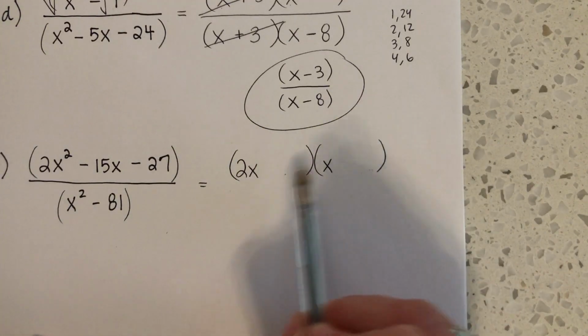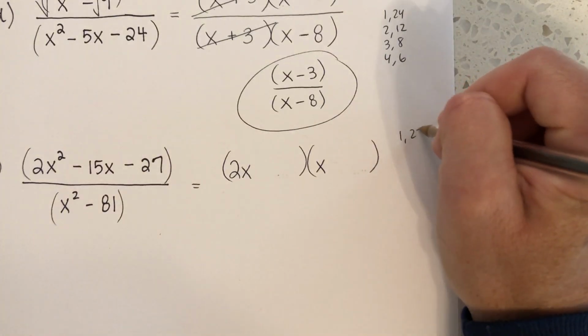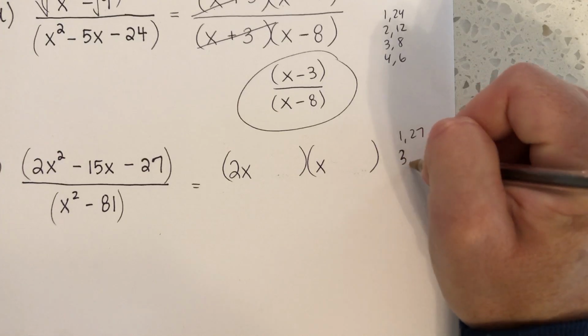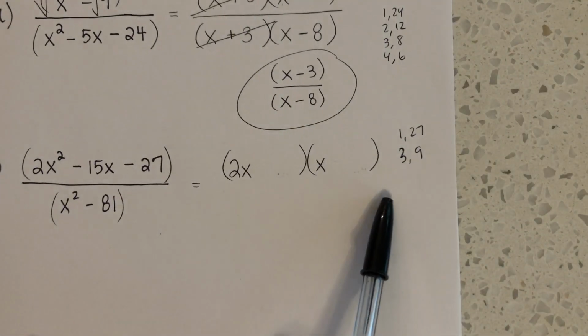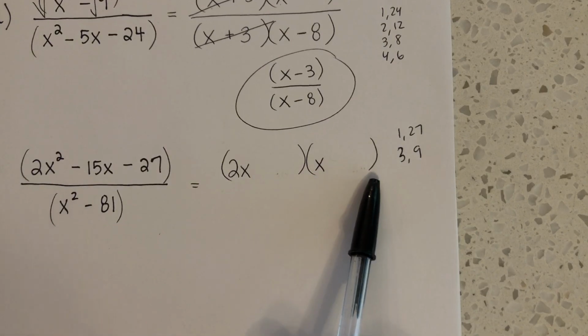So guys, give yourself some options. What numbers do you know multiply to 27? Well, there aren't a lot. It's 1 and 27, or it's 3 and 9. So pick your favorite, right? Because we have to kind of work the rainbows a little bit. I'm going to go with 3 and 9 first.